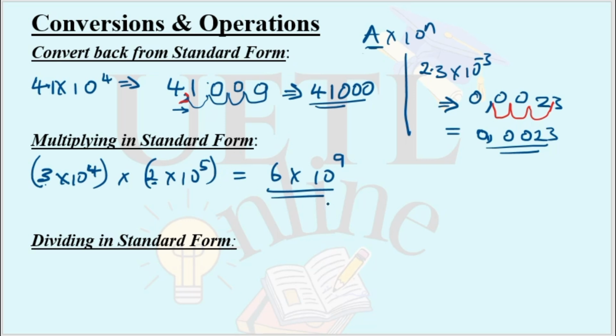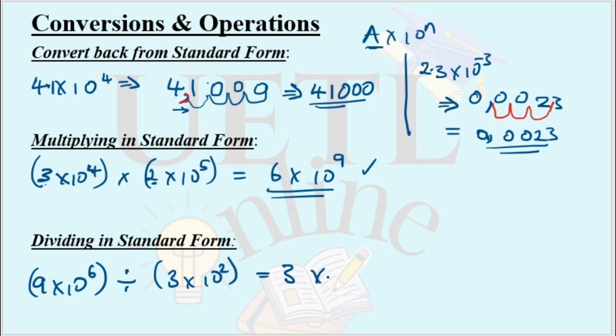Let's see how we divide here. Let's say you're given 9 times 10 to the power 6 being divided by another number, in this case 3 times 10 to the power 2. So what you do is you divide these numbers. 9 divided by 3, you first do that. You first divide these a's. In this case 9 divided by 3 is 3, then times 10 to the power.